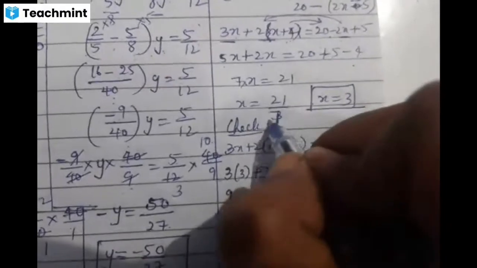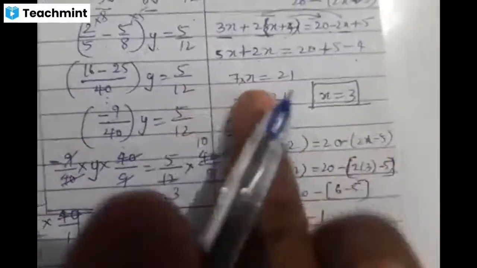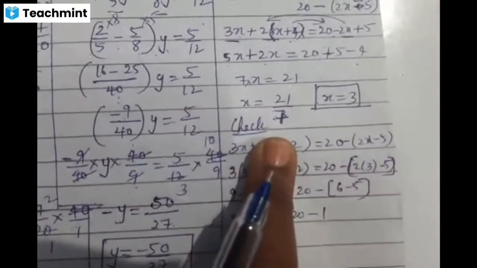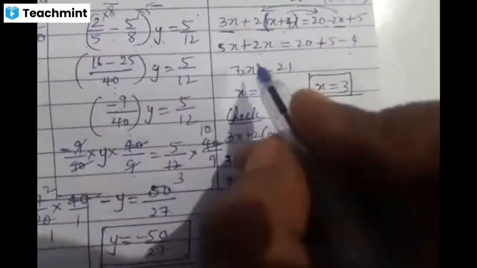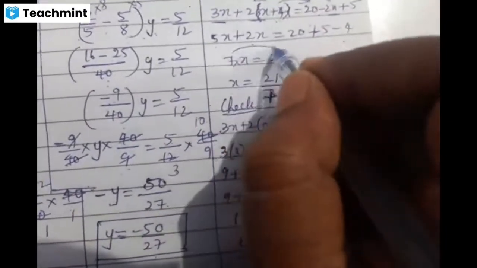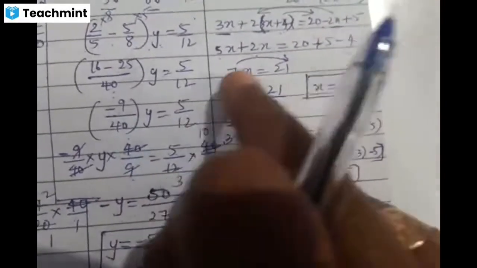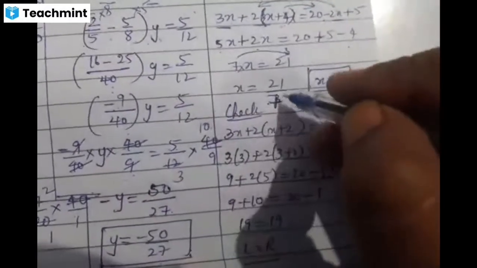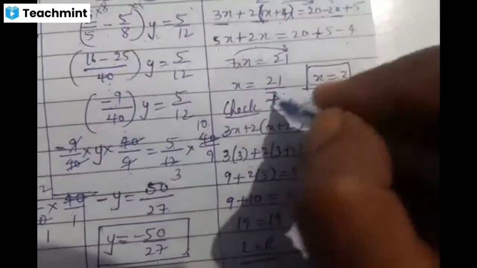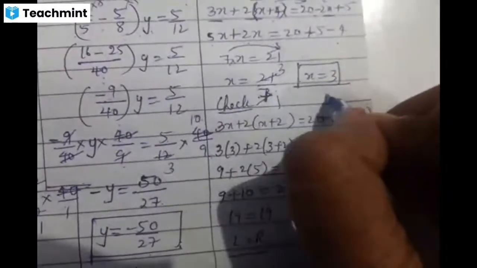Instead of that, what we can do here is transposition. So I'll make you learn what is transposition, children, in this step here. Instead of multiplying by the reciprocal, we can just transpose, that is, send the into 7 to the right hand side. When you send into 7 to the right hand side, it becomes divided by 7. 21 by 7: 7 ones are 7, 7 threes are 21. x is equal to 3.